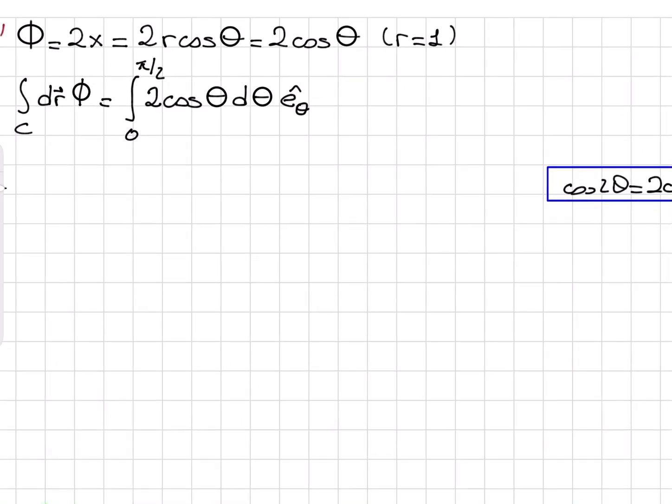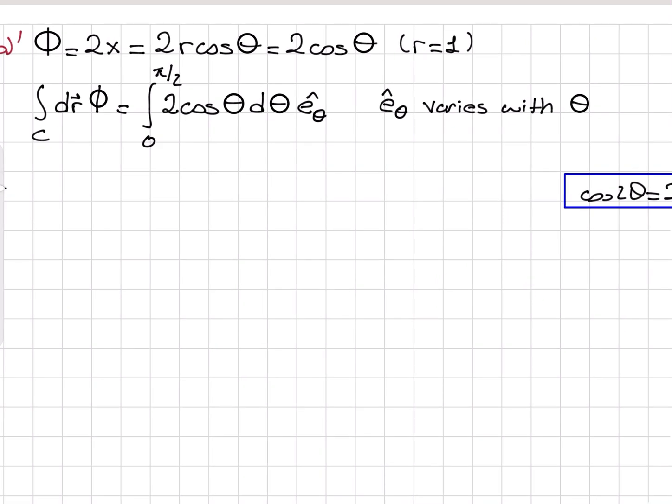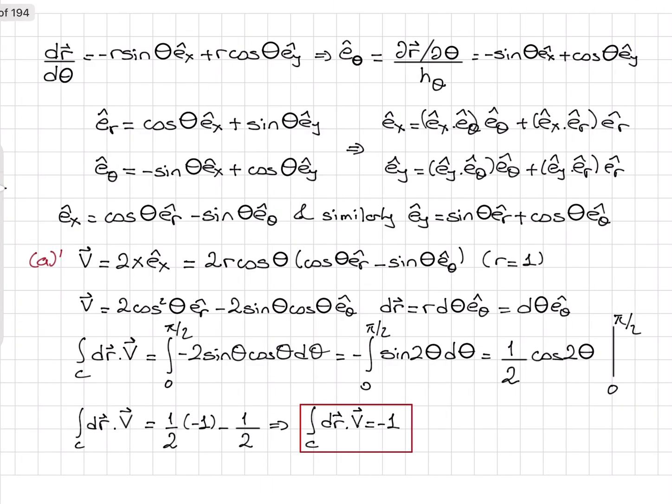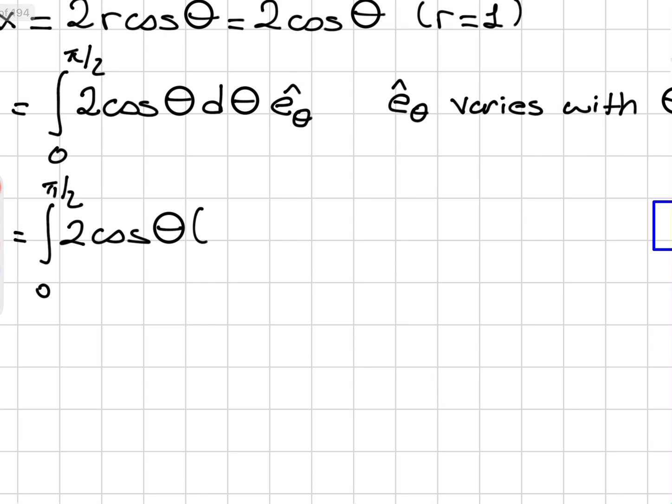But in this integral, I note that this unit vector e theta hat is position dependent. It varies with theta. So I have to be careful in performing this integral. Therefore, I have to write this as integral 0 to pi over 2 of 2 cosine theta, then I have to substitute for e theta hat what I have found in terms of ex hat and ey hat: minus sine theta ex hat plus cosine theta ey hat.